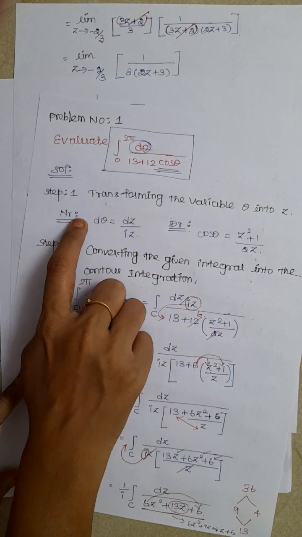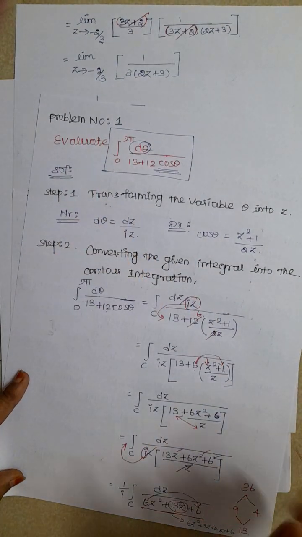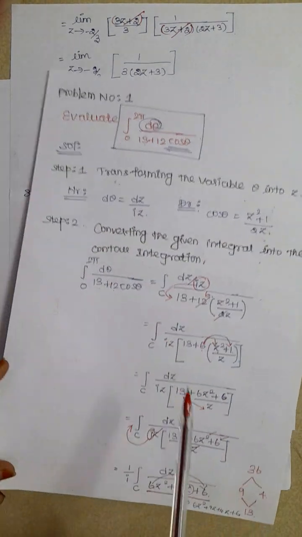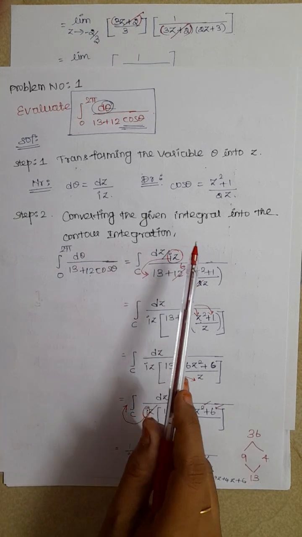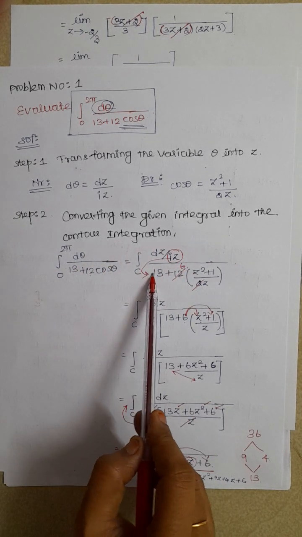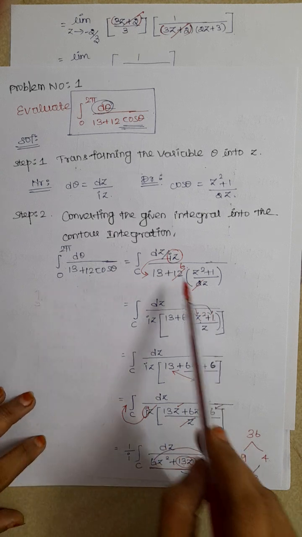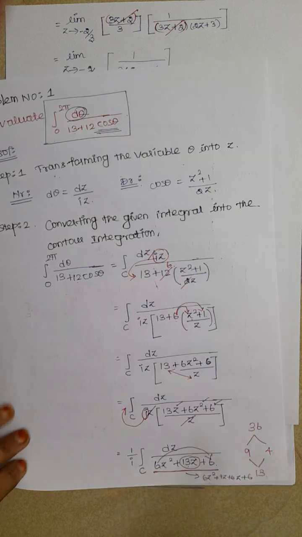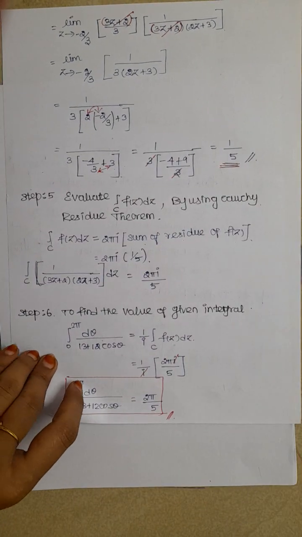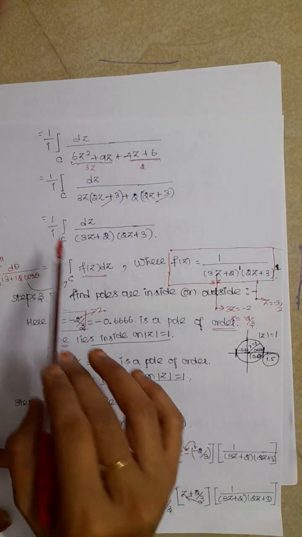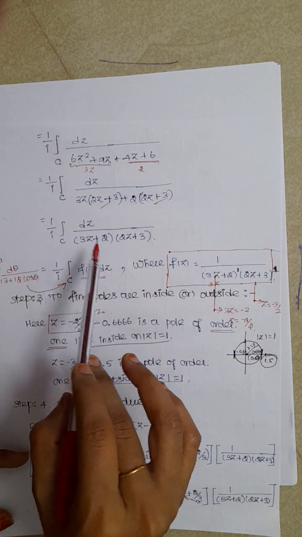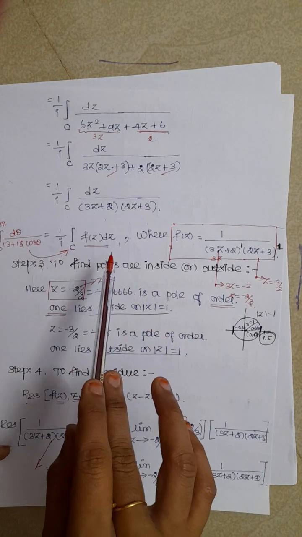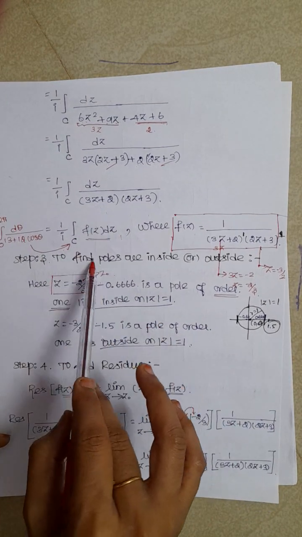Problem is given. Step number 1, transforming the variable theta into z, for the numerator and denominator values. Step number 2, convert the given integral into the contour integration. So the given integral is written by substituting the step number 1 values and simplifying, we get 1 by i, dz divided by 3z plus 2 into 2z plus 3. This cannot be simplified further, so you can write this term as f of z.